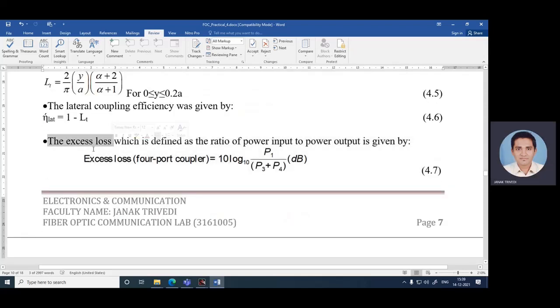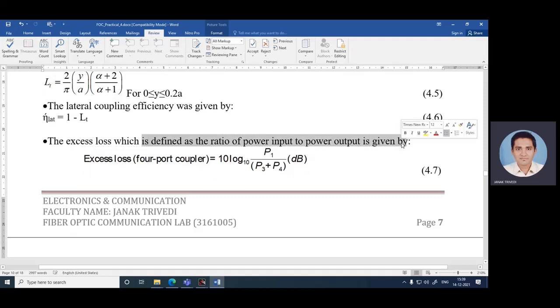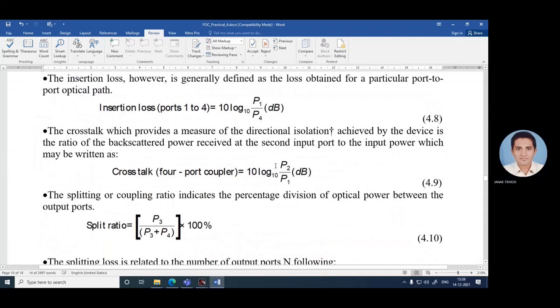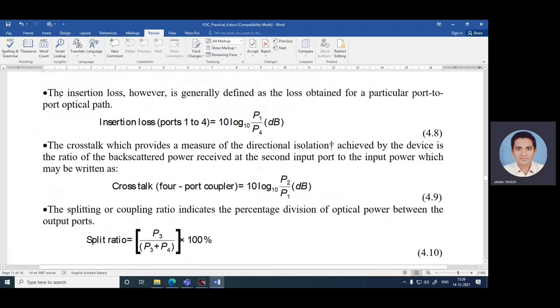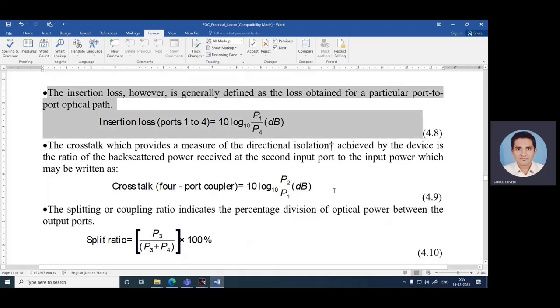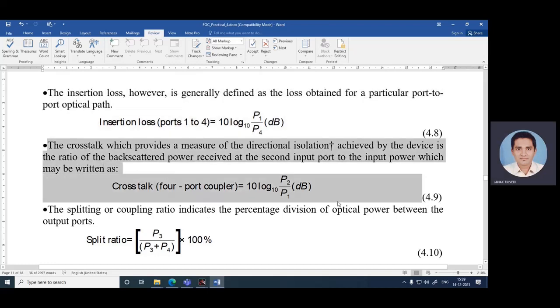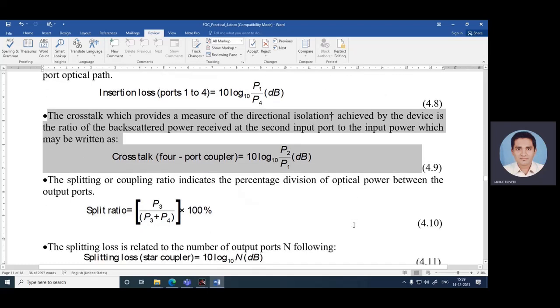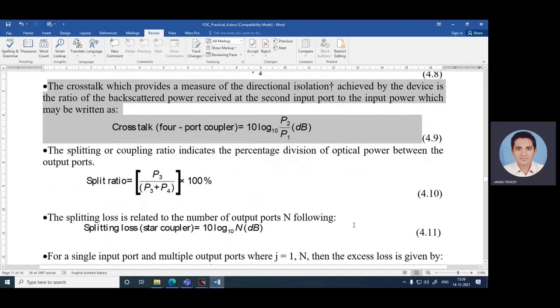The excess loss, which is defined as the ratio of power input to power output, is given by excess loss for a 4-port coupler, that is 10 log10 P1 divided by (P3 plus P4) in dB, equation 4.7. The insertion loss, however, is generally defined as the loss obtained for a particular port-to-port optical path, given by insertion loss for port 1 to 4 equals 10 log10 P1 by P4 in dB, equation 4.8. The crosstalk, which provides a measure of the directional isolation achieved by the device, is the ratio of the backside power received at the second input port to the input power, which may be written as crosstalk for a 4-port coupler equals 10 log10 P2 by P1 in dB, equation 4.9.